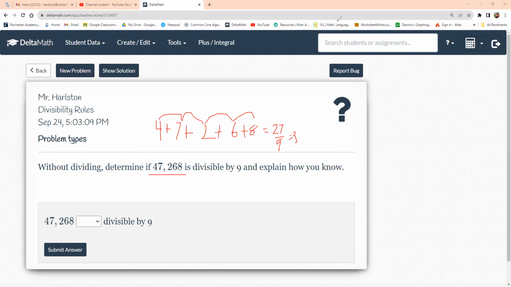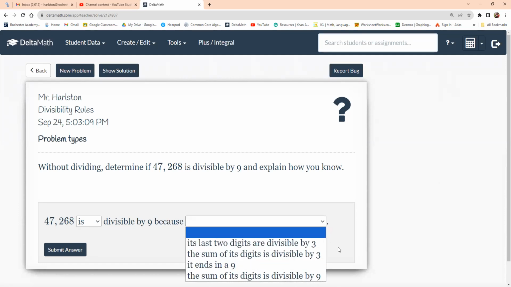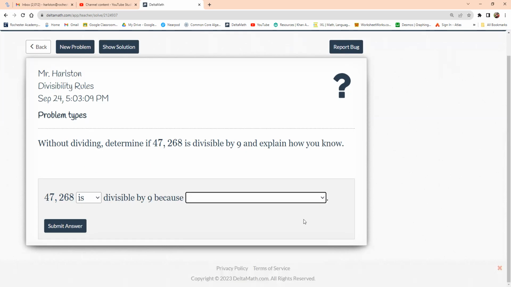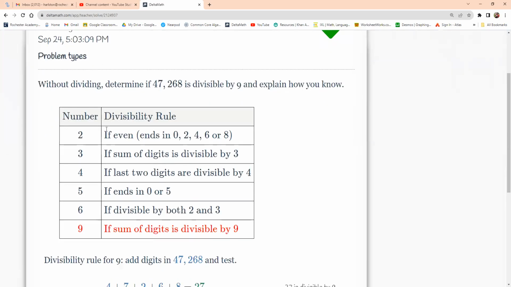Now let me clear this. If you go here, you say it is divisible by 9 because the sum of the digits is divisible by 9, and that's your answer. So you would click it and it says yes. Then they have the divisibility rules here for you: 2, 3, 4, 5, 6. I have one for 8. There's also one for 7, but the one for 7 is kind of complicated. The one for 8 is not bad, and I'll show you that maybe in a second. But anyway, let's do another problem.